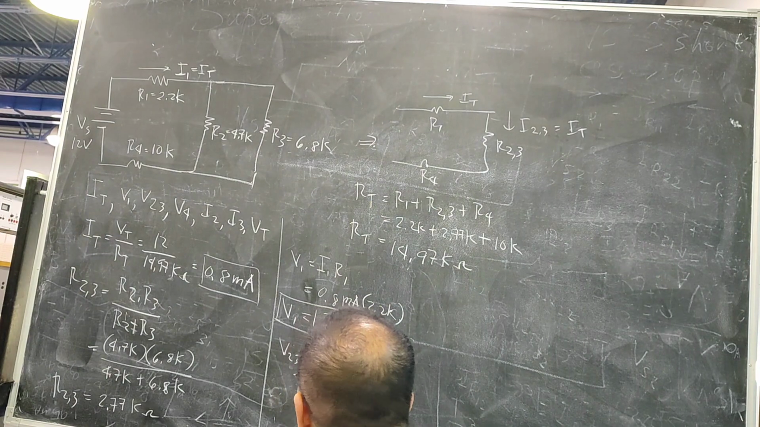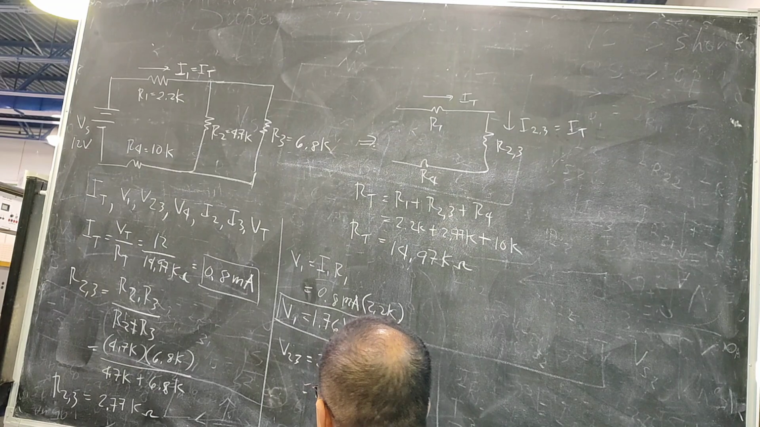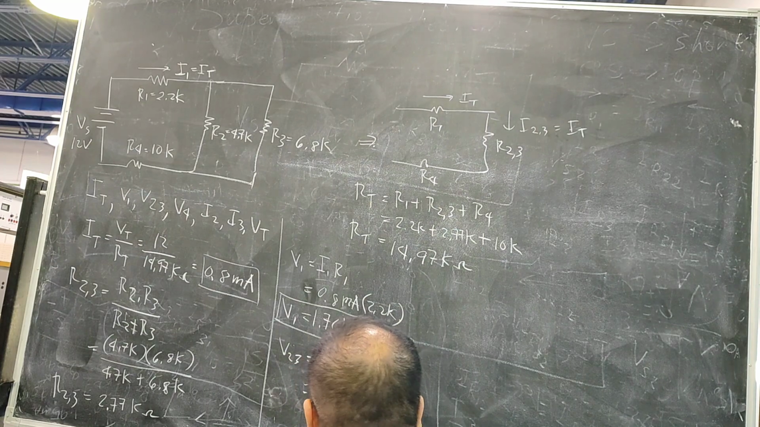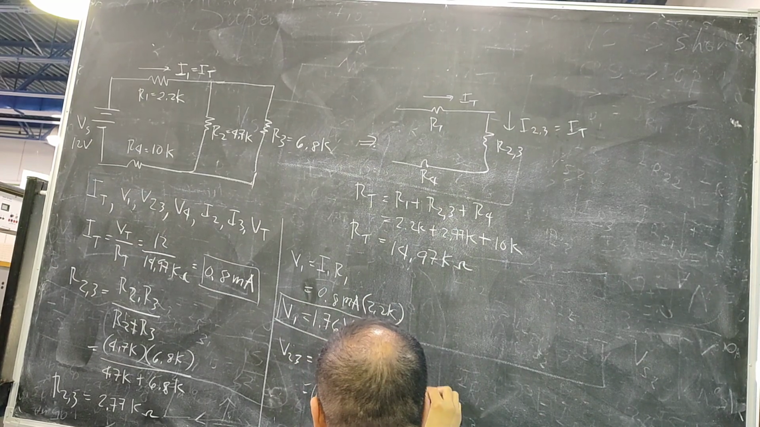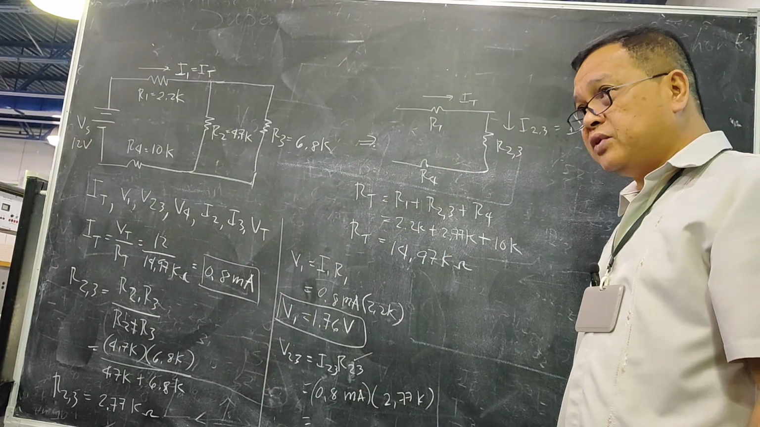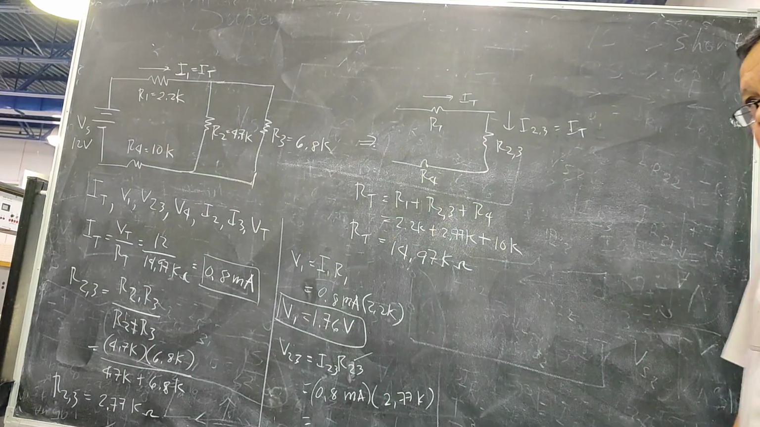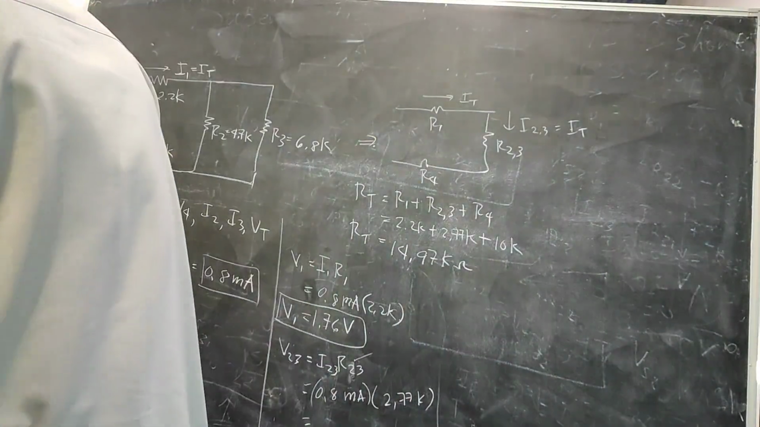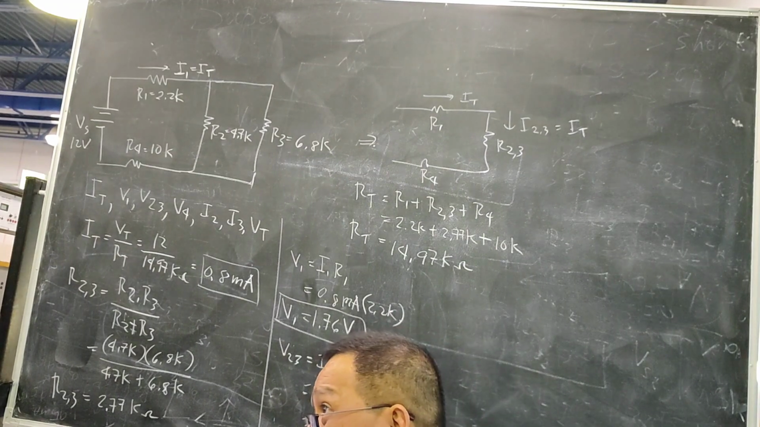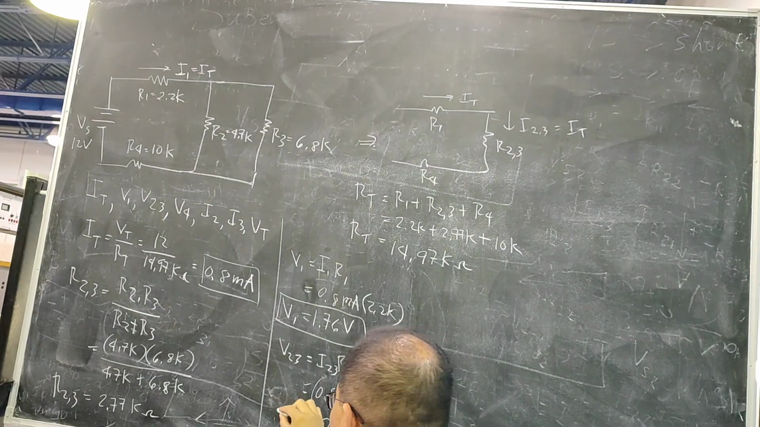So I23, how much? 0.8 milli, multiplied by R23. What's the value of R23? 2.77 kilo. 0.8 multiplied by 2.77 gives 2.216 volts. V2. Is that correct?